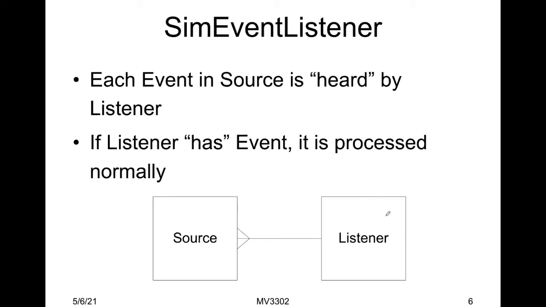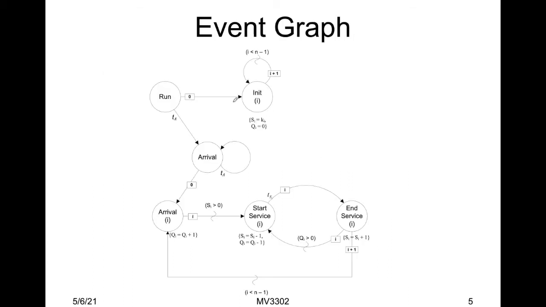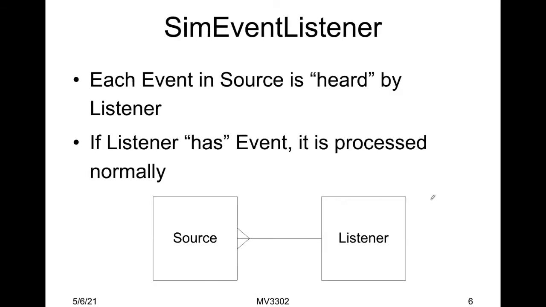So the question is, if I were to break this up into different pieces, such as the arrival piece being separate from all of this, how can we make sure that they actually connect? That's what this sim event listener idea is. It operates with the events. A sim event listener, as the name suggests, is hearing events. Each of these would be 2 different event graphs.